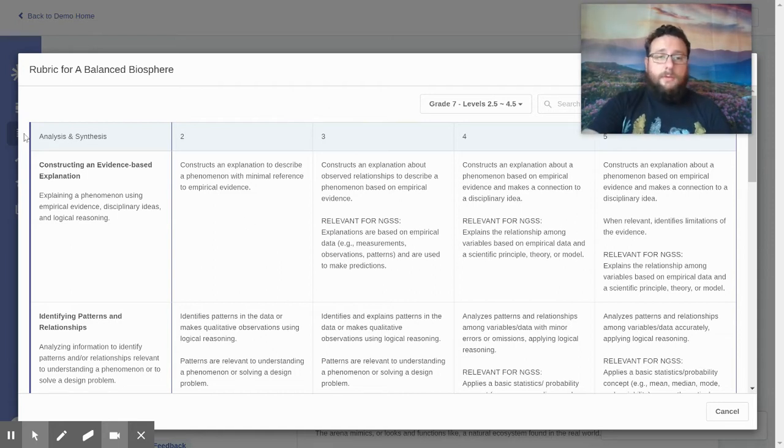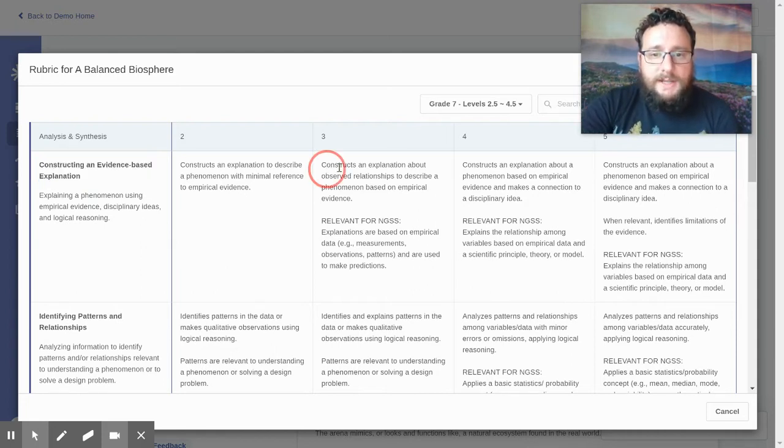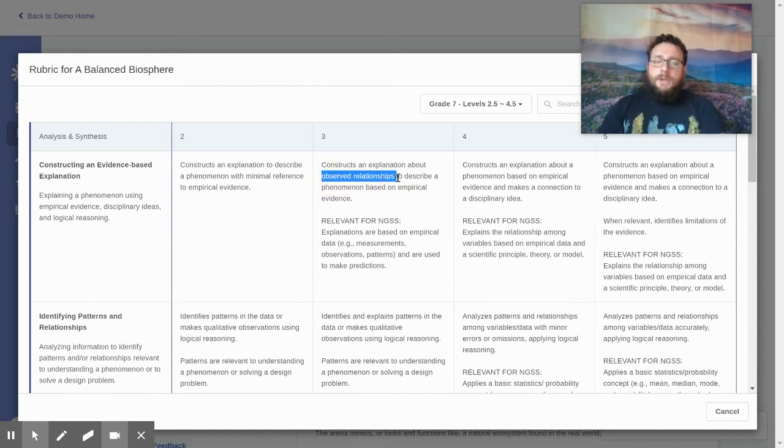So say, for example, this one, constructing an evidence-based explanation, is an analysis and synthesis skill. The 2, which is below the 7th grade minimal, would be being able to describe a phenomenon with a minimal reference to some empirical data. So if they mention some data from an experiment that actually can help them construct an explanation for the phenomenon, then they can score a 2. What do they need to score a 3? Well, if you look at the words, it says construct an explanation about an observed relationship, and then the rest is the same. So as you can see, they added the term observed relationship.